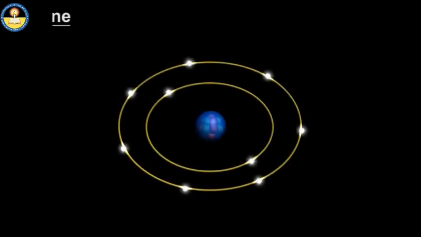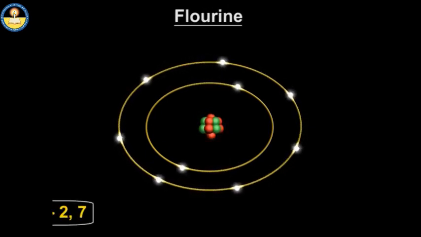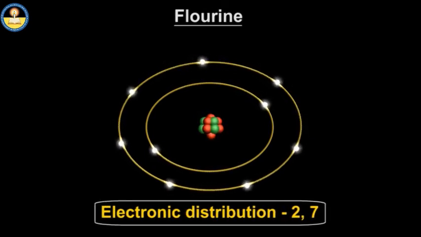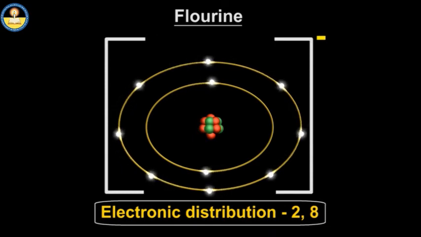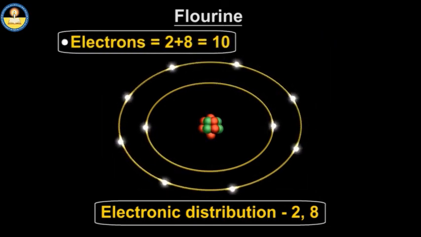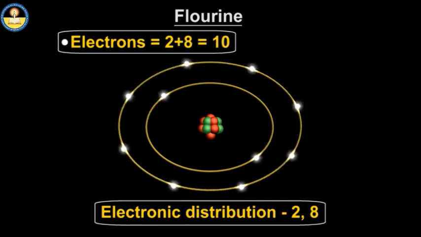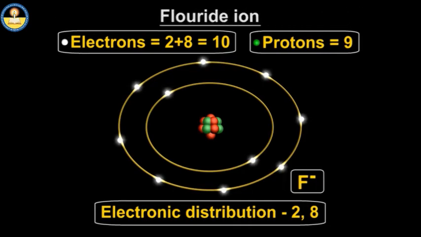Observe the electronic distribution of fluorine. Fluorine equals 2 and 7 electrons. It gains one more electron to form a negative ion. Since in an ion the number of electrons, 1 plus 7, is 1 more than the number of protons, it has 1 unit negative charge as shown on the screen. We call this a fluoride ion.